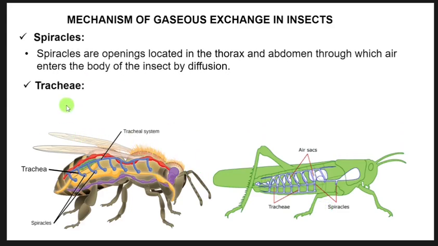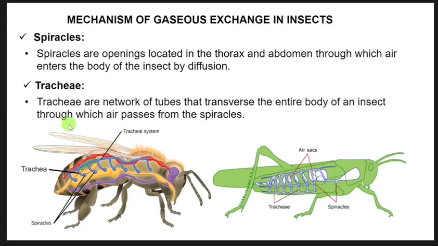All right, the next is the trachea. So we are saying the trachea is a network of tubes that traverse the entire body of an insect through which air passes from the spiracles. So when air enters an insect through the spiracles, it has to pass through these tubes here. These tubes here are what we are calling the trachea. That is trachea, which means singular, then tracheae, which means plural.